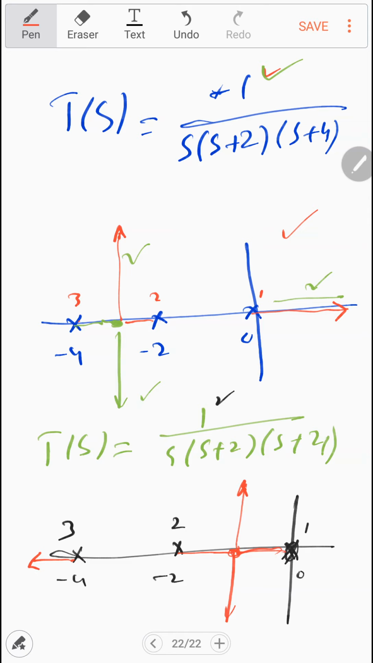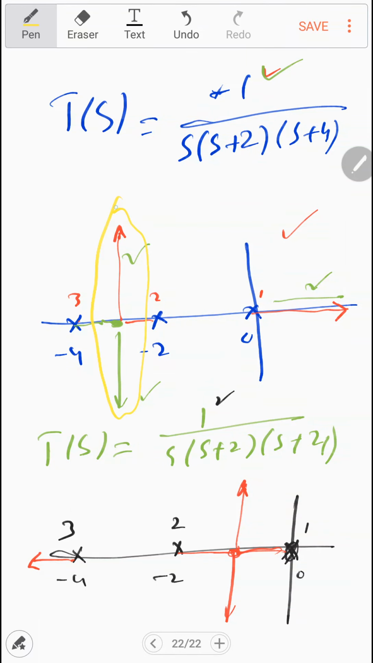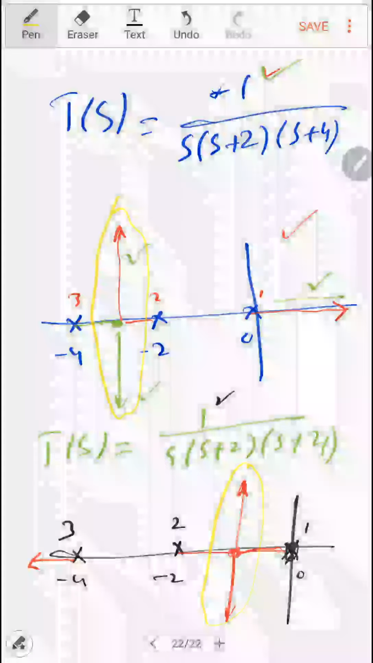Also in this plot and the plot below, we say that these are rough sketches. So this is not the actual direction of the root locus, and this one is also not the actual direction of the root locus. So how do we plot the actual direction of the root locus? We will do that by using the asymptotic information. So what is the asymptotic information? Straight lines.